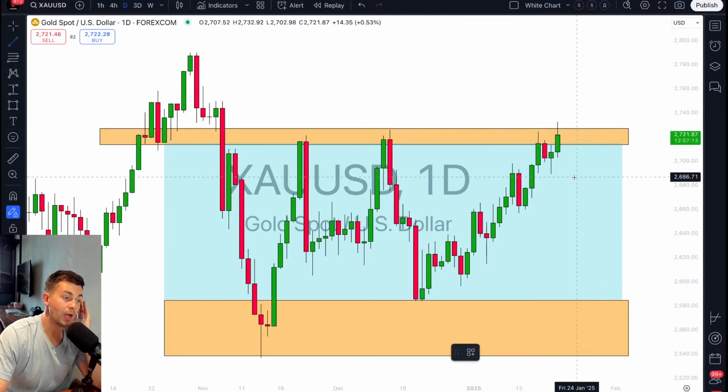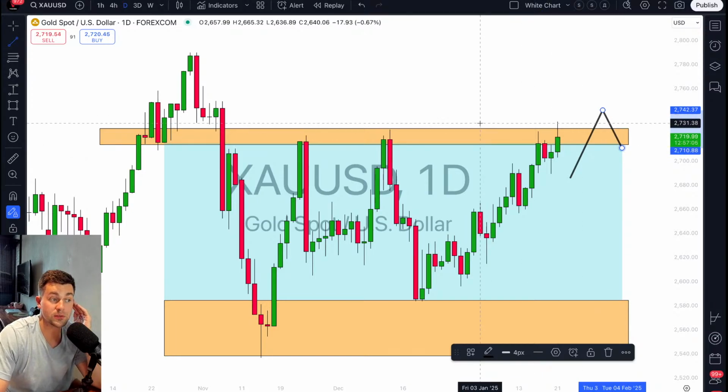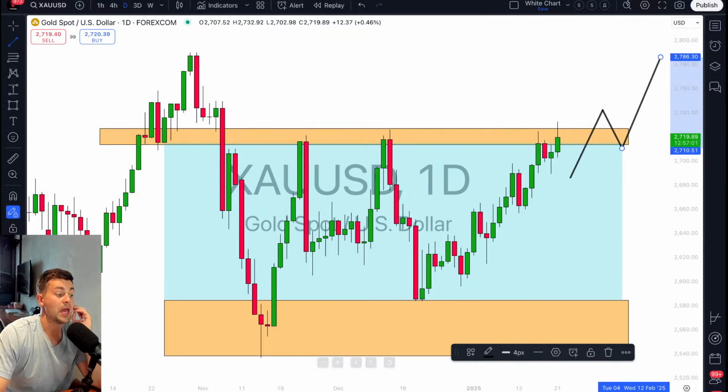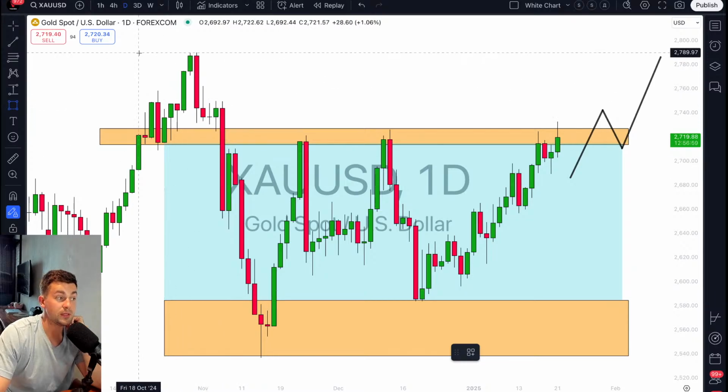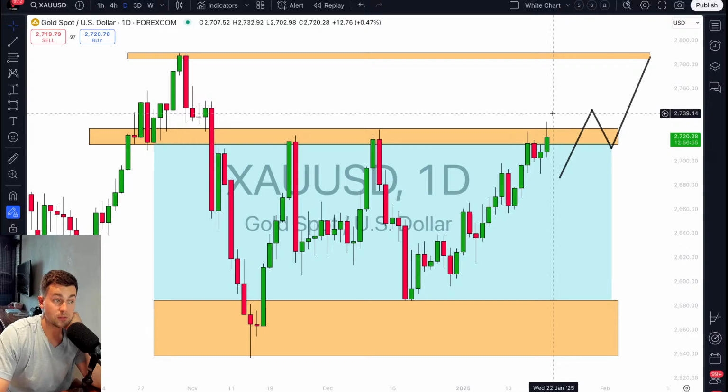Of course, the violation of that resistance and a daily candle close above that will provide a strong bullish signal. The violation of that daily resistance and a daily candle close above that will push the prices higher, and then we can anticipate the test of the resistance based on the all-time high. So watch carefully how the daily candle closes.